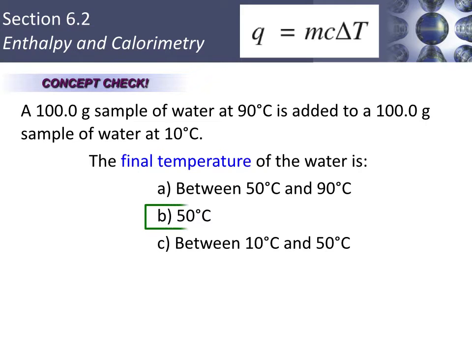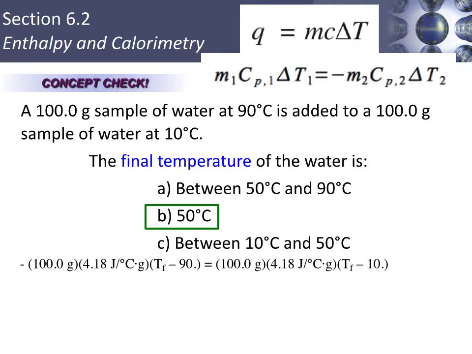The correct answer for this problem is B. It'll be 50 degrees Celsius. Let me show you how you could figure that out. You have to keep in mind that energy released is going to equal energy absorbed. So you could set these equations equal to each other. The mass times the specific heat capacity times the change in temperature for one of the solutions has to equal the negative of the mass times specific heat capacity times the change in temperature of the other solution.